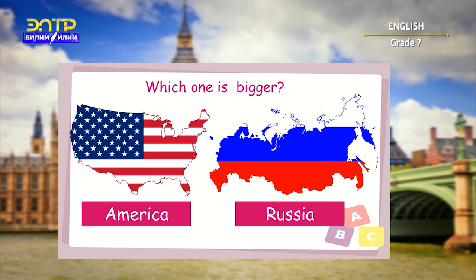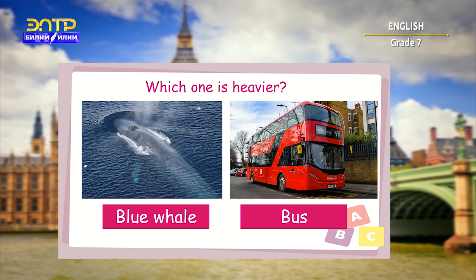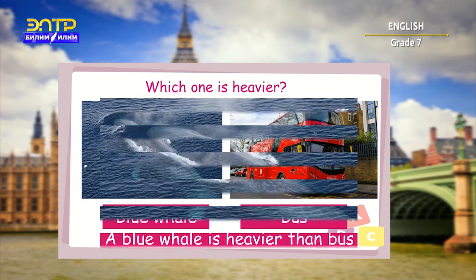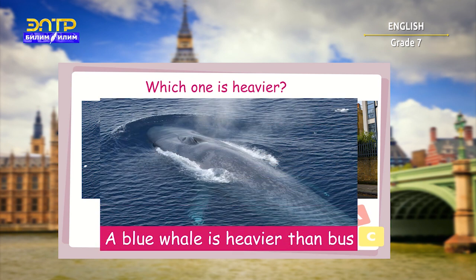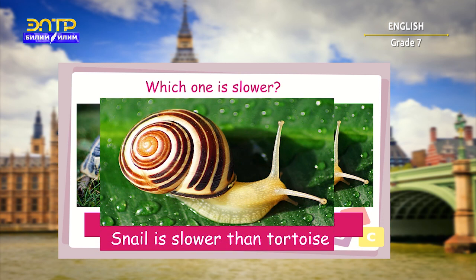Which one is bigger, America or Russia? Russia is bigger than America. Which one is heavier, blue whale or bus? A blue whale is heavier than bus. Which one is slower, tortoise or snail? Snail is slower than tortoise.